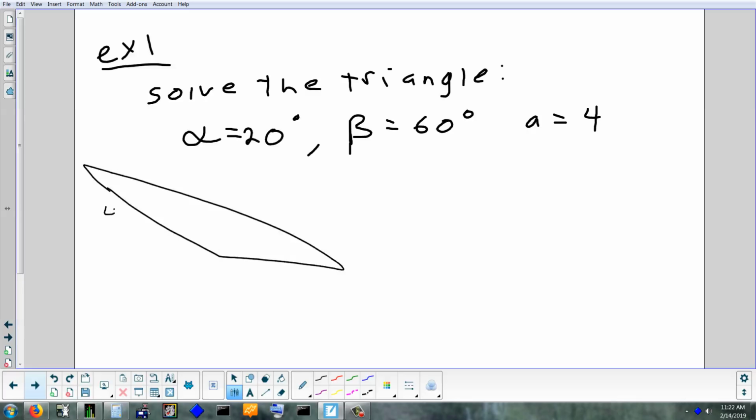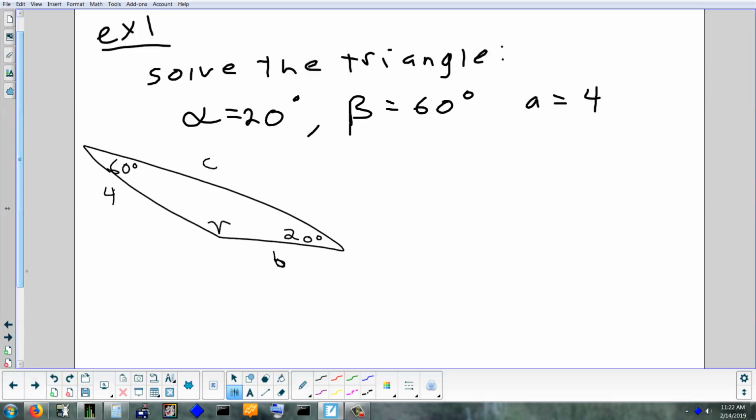I'm going to put A over here, and then I'm just going to put alpha across from it. I'm going to put B right there, and I'm going to put beta across from it. I'm going to put C here and gamma across from it. So I've labeled everything that I know.